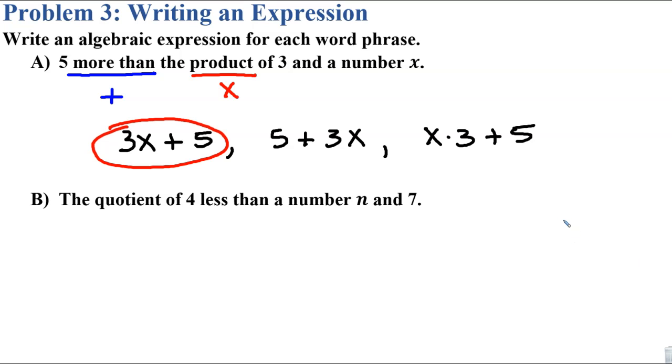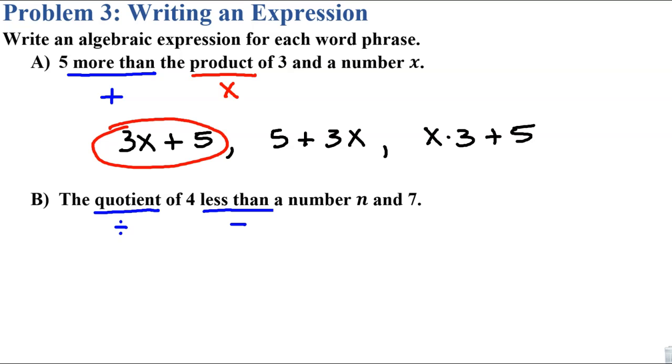All right, let's do one more of those. The quotient of 4 less than a number n and 7. When you see quotient, that just means division. The quotient of 2 numbers means to divide those 2 numbers. And when I see the less than here, think subtraction.